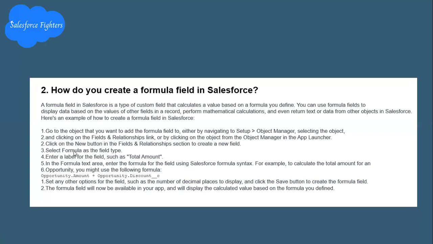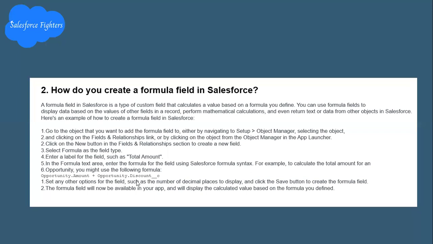Third, click on the new button in the Fields and Relationships section to create a new field. Fourth, select formula as a field type. Fifth, enter the label for the field such as total amount. Sixth, in the formula text area, enter the formula for the field using the Salesforce formula syntax.